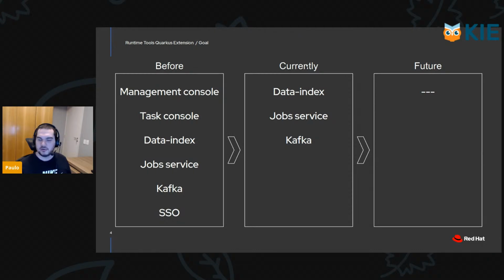So currently, in the release that I'll show today, we still need to run the data index, the job service, and the Kafka to make sure the extension is working properly. But we are already working to eliminate all these external services apart from the extension. So we are embedding everything you need to test your process locally inside the extension. So in the future, we won't need to run anything apart from your own Quarkus application with the extension, the runtime tools extension that I'll show today as a dependency.